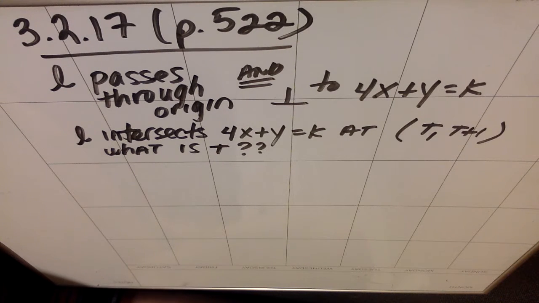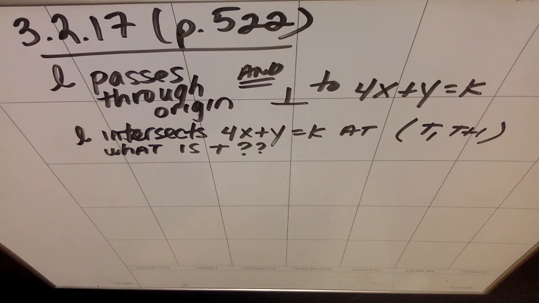All right, line L passes through the origin and is perpendicular to the line 4x plus y equals k, where k is some constant. If the two lines intersect at the point t comma t plus 1, what is t? Okay, so we need to find this point t comma t plus 1 to figure out what t is.